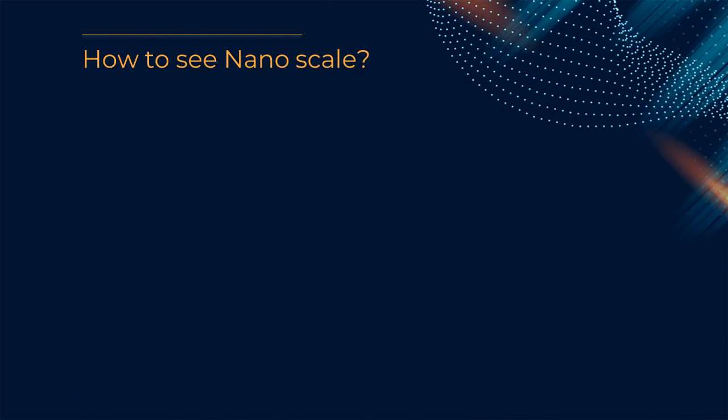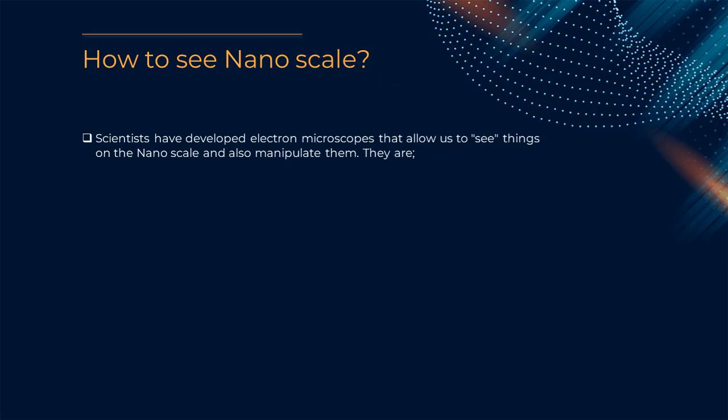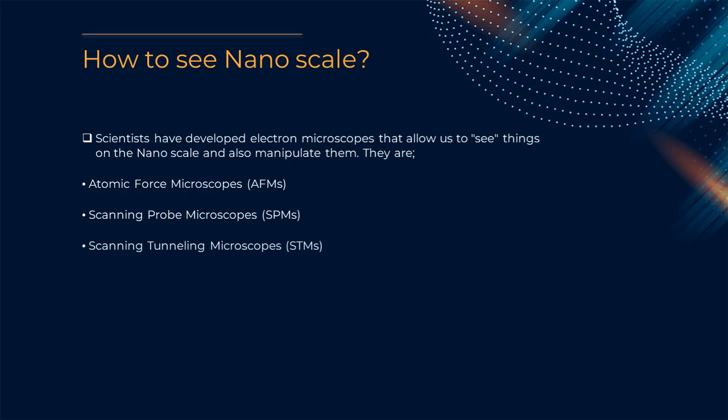Now we came to the last part of part 1 video. How to see nanoscale. Scientists have developed electron microscopes that allow us to see things on the nanoscale and also manipulate them. There are 3 types of them. They are atomic force microscope AFMs, then scanning probe microscope SPMs, then scanning tunneling microscope STMs.